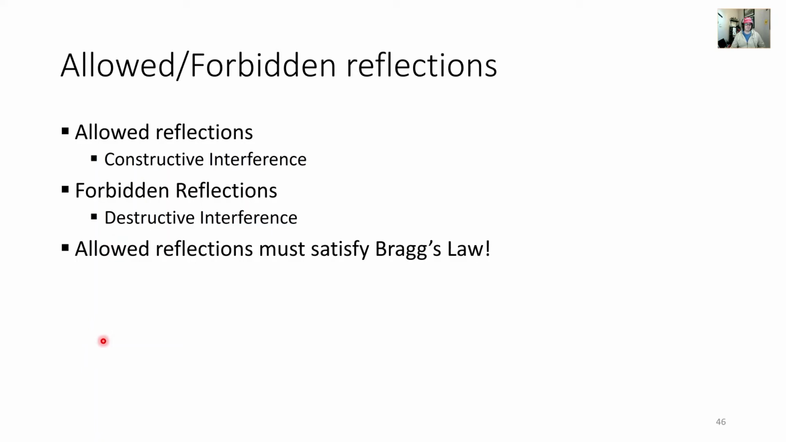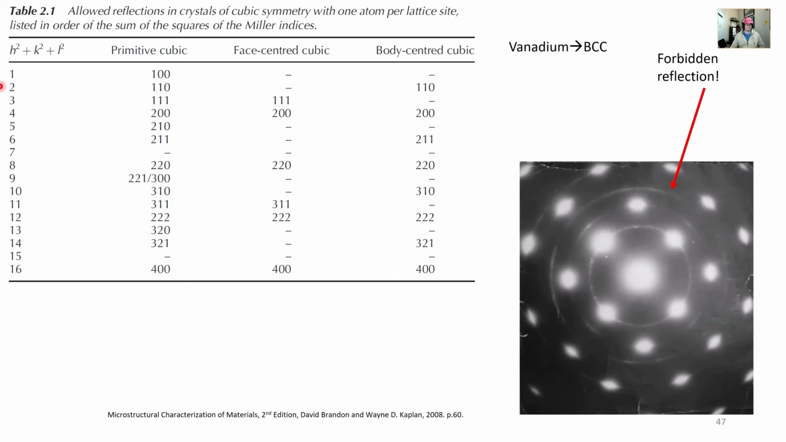And so we have allowed and forbidden reflections. Allowed reflections come about as a result of constructive interference. Forbidden reflections come about as basically destructive interference. That's a high level, almost hand wavy explanation of it. But allowed reflections must satisfy Bragg's law, and I'm 99.99% sure all of you in the class have seen this table now. What I'm doing now is putting it in the context of electron diffraction. So this is an electron diffraction pattern of vanadium, which of course is BCC.